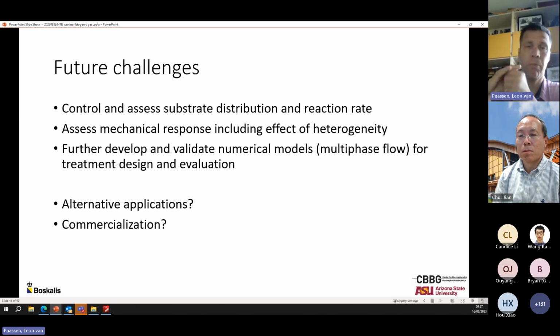And the second challenge is commercialization. What I find is that biogeotechnics is still very much in the research arena, with a limited number of successful commercial applications out there. So one of the reasons why I joined a commercial company is also to get that established.